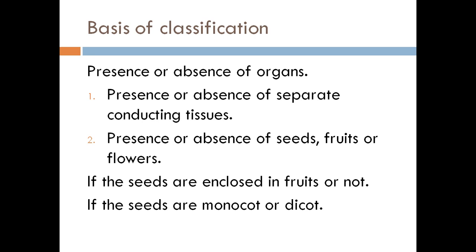Now, monocot means monocotyledonous and dicot means dicotyledonous. So, if the plants have seeds, and the seeds are monocotyledonous, it means they cannot be separated into halves. Those are called monocots, and dicots are the ones which can be separated into halves. So, depending on whether these seeds can be separated into halves or not, monocot or dicot, the plants are classified.